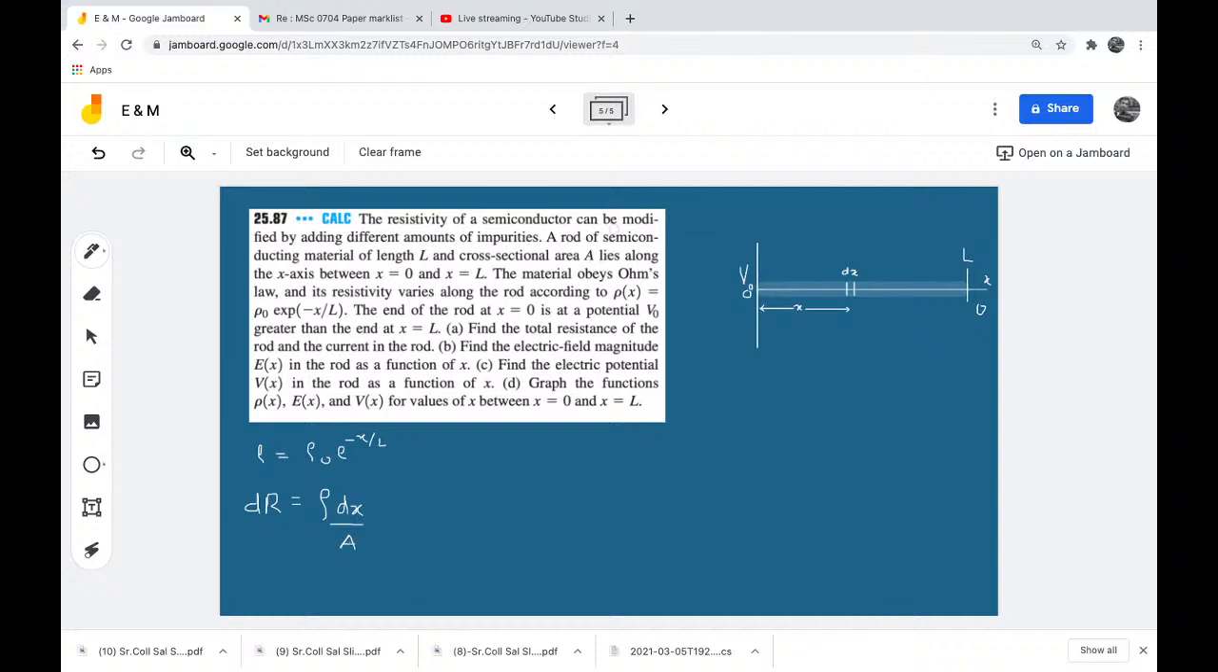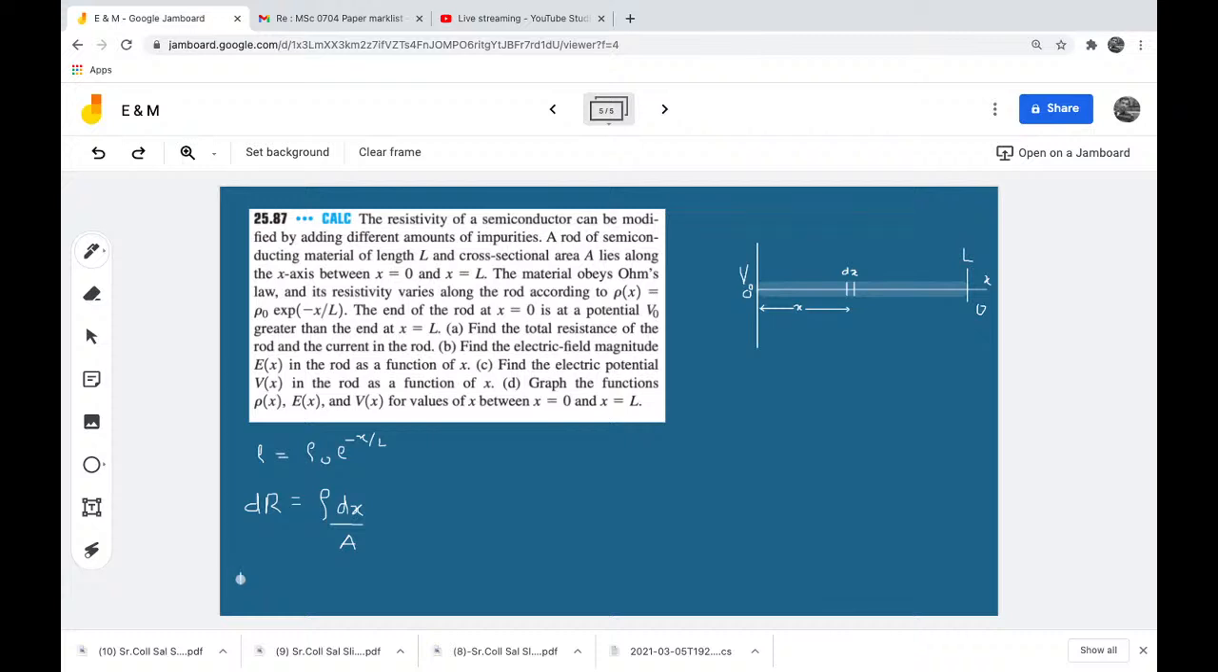Let me see what is given. A, yes. So you can put this value here. Rho is given as rho 0 e to the power x by L. That will give you the resistance of this small element. Once you have that, you have to find the resistance of the entire rod. That means you divide the rod into infinitesimally small intervals, find the resistance of one interval, and integrate it over all the length.